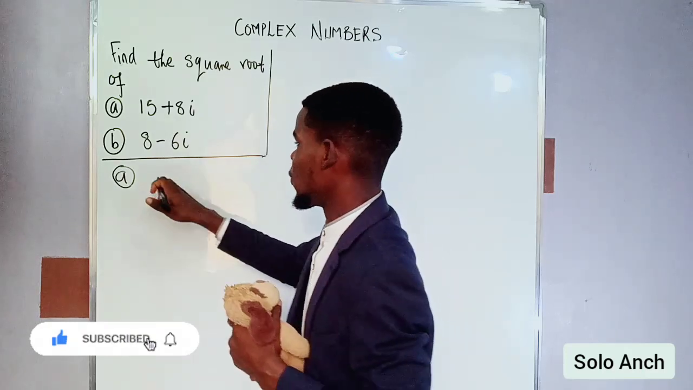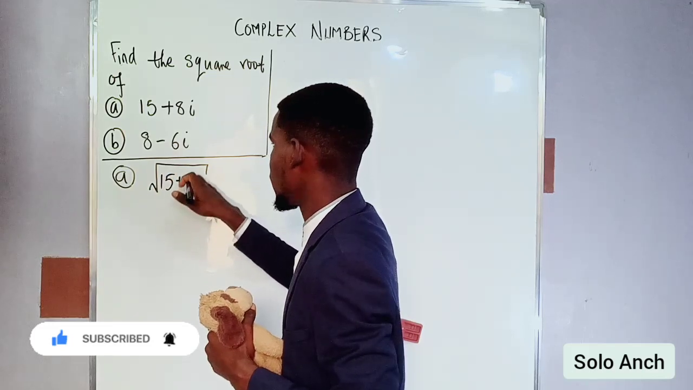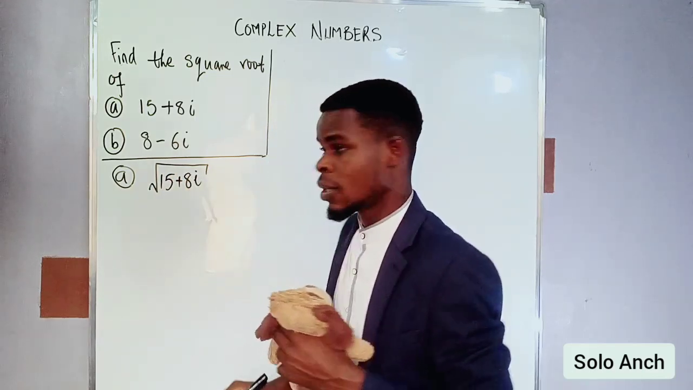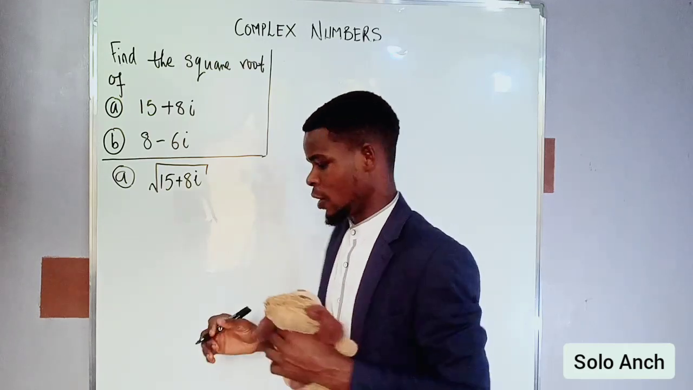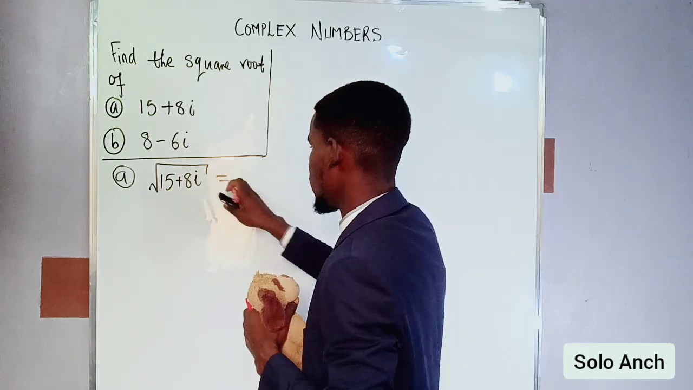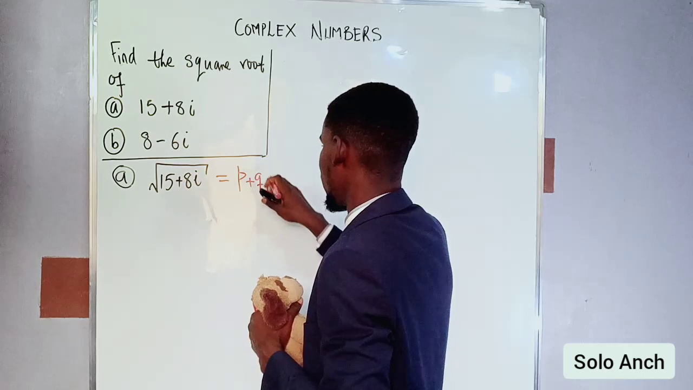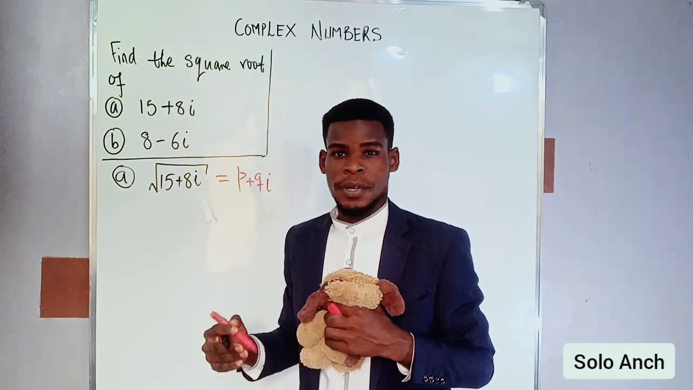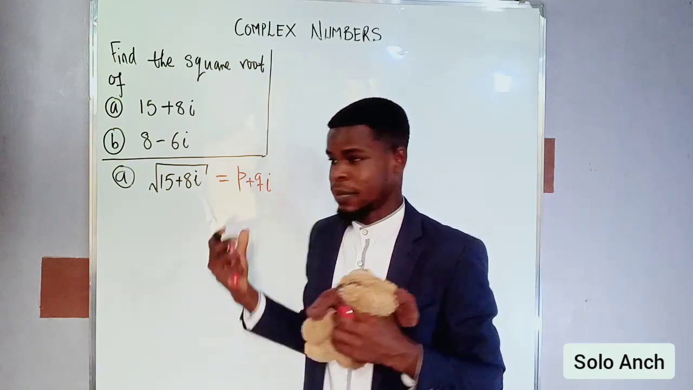Good. So let's see. We want to find the square root of 15 plus 8i. Good. Now, we should take note that the square root of a complex number will give us a complex number. So what I'll do here is to equate this to a complex number. Say the square root of this will give us some sort of complex number, which I will say p plus qi, where p and q are real numbers, all right?